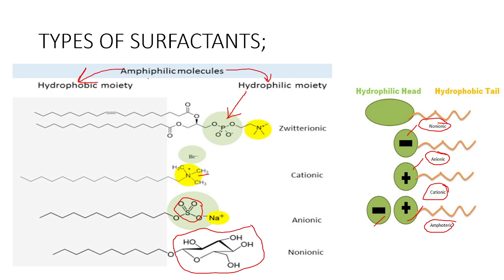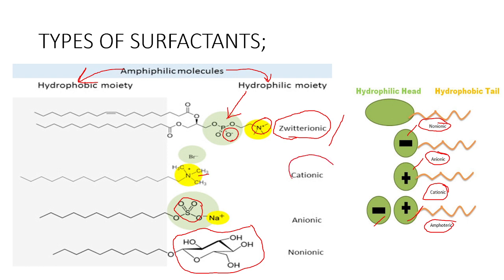Like this, all different amphiphiles, meaning molecules containing both polar and non-polar portions, will be there. Now these will have different properties. One is zwitterionic, which is nothing but amphoteric in nature. See here, the oxygen contains a negative charge, and here the nitrogen contains a positive charge. This zwitterionic surfactant we can also call an amphoteric surfactant.